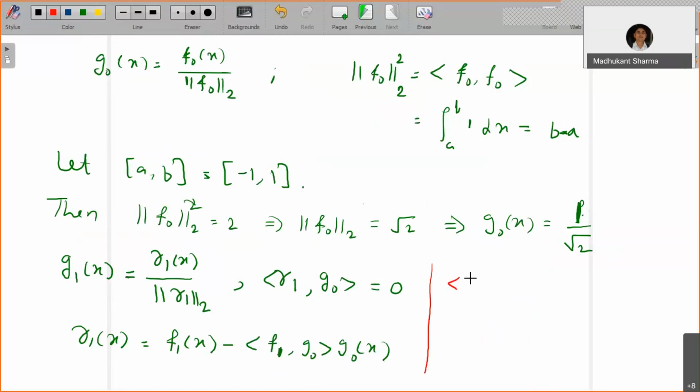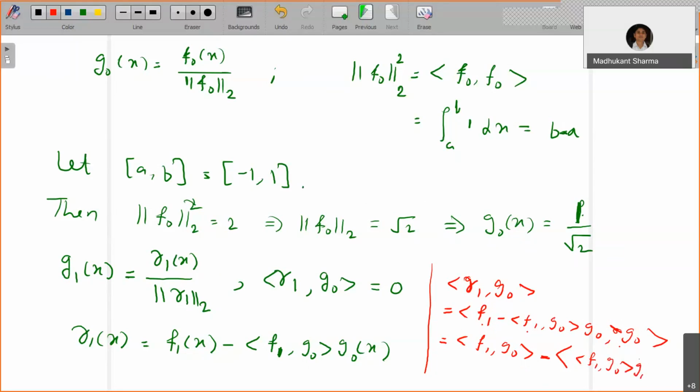So R1 comma G0, if you specifically take the inner product. R1 is F1 minus F1 comma G0 times G0. Now use the linear property: that is going to be F1 comma G0 minus, with the scalar F1 comma G0 coming out, times G0 comma G0. Since this is a scalar, it will be out. So this is going to be F1 comma G0 minus the F1 comma G0 that will be out.